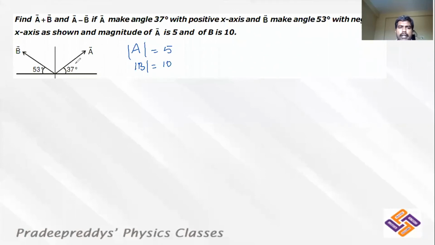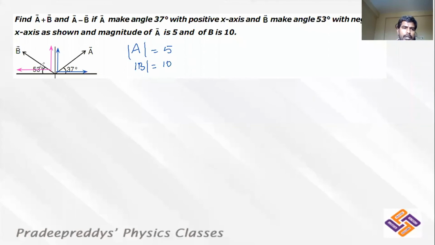In order to find out A plus B and A minus B, you need to resolve A bar and B bar into its components because they are in the plane. As vectors are in plane, you need to resolve them into components, one horizontal component and the other one vertical component. Similarly, for vector B also, you need to resolve those vectors into components, one vertical and the other one horizontal. I need to write those components now.